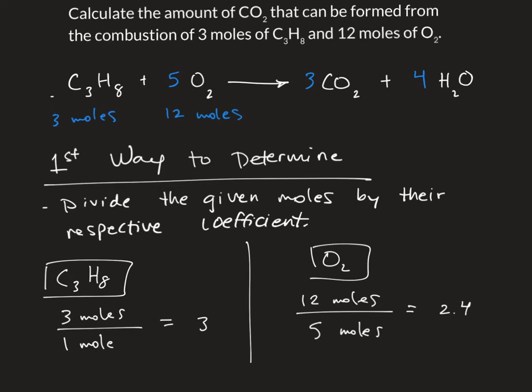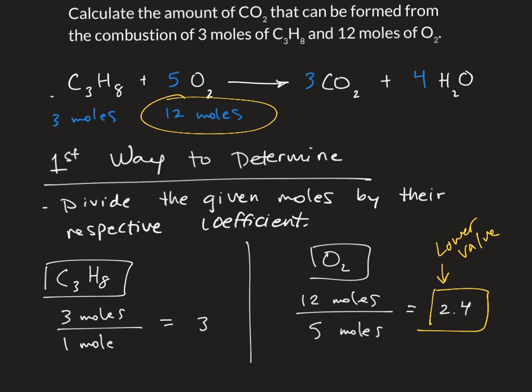So here's the catch. This is the way it works. The limiting reagent is always the compound with the lowest value. Again, the limiting reagent is always the compound with the lowest value. If we compare 3 to 2.4, obviously 2.4 is our lower value. That means our 12 moles of oxygen is going to be our limiting reagent.